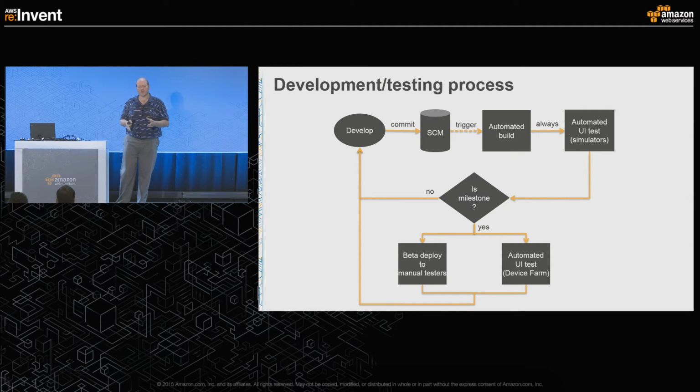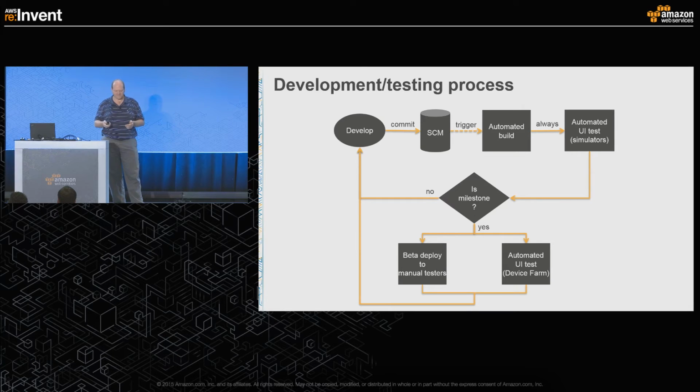Okay, so I'm going to go through a little bit of our overall high-level development testing process, and I'm going to talk in detail about each block so you can see what technology we used at each step and why we chose it. So let's start with developing. I'll skip all the requirements gathering, all that stuff, for now. We'll just talk about development and testing.